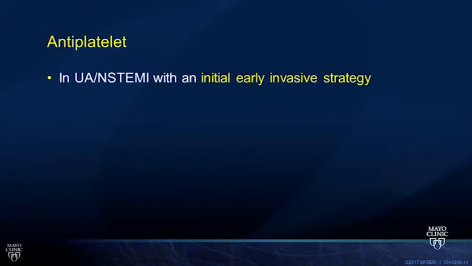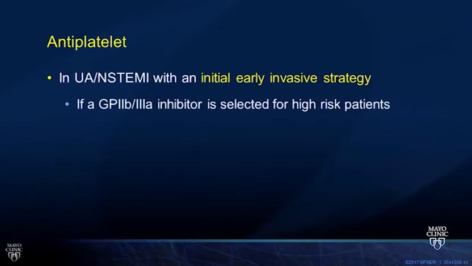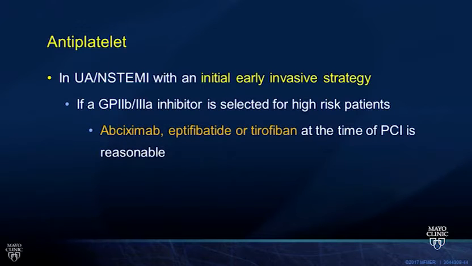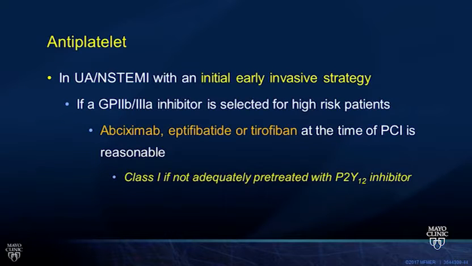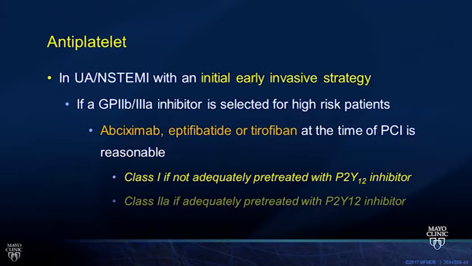Again, in the setting of an initial early invasive strategy, a GP2B3A inhibitor may be selected for high-risk patients. In this situation, if we're going towards an early invasive strategy, abciximab now becomes an option, in addition to eptifibatide or tirofiban. It's class 1 if our patient has not adequately been pretreated with a P2Y12 inhibitor, and it's class 2A if the patient has already received such therapy.